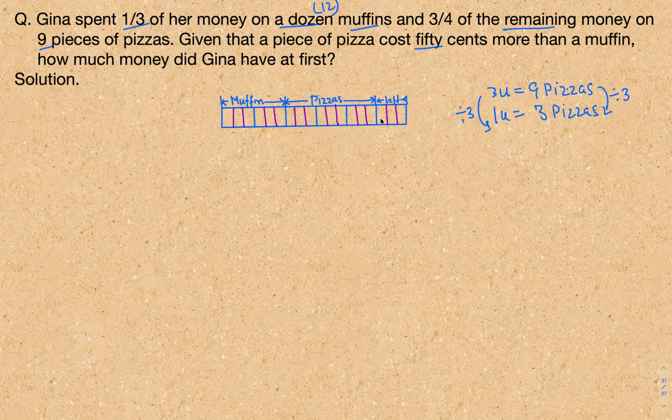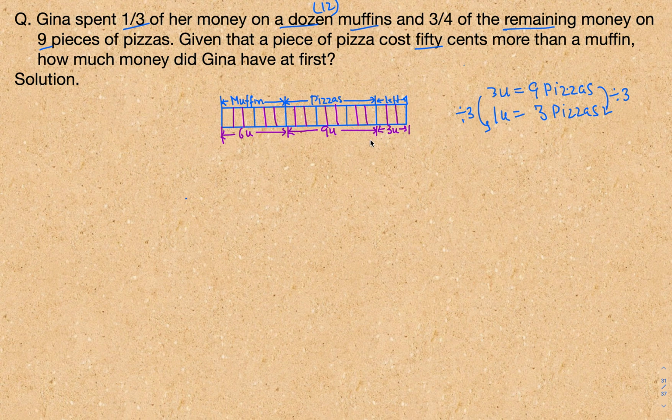Now what do we have here? See here, the muffin's 2 units have become 6 units. Then the pizzas, you can see from here to here, are 9 units. And then obviously the leftover units are 3. So these are my leftover units.